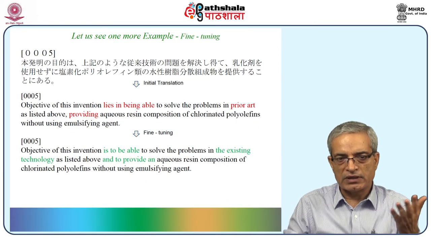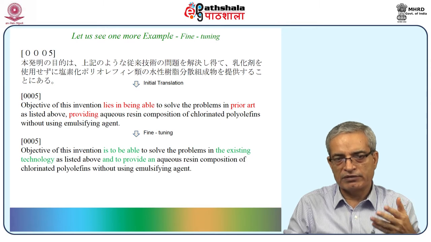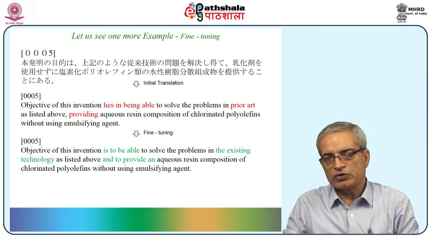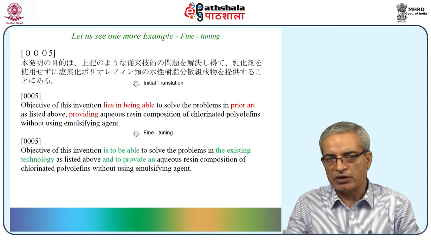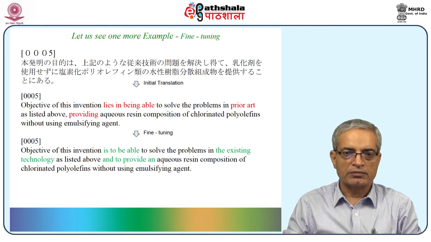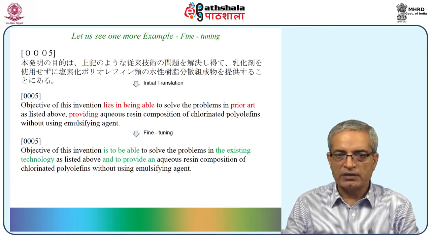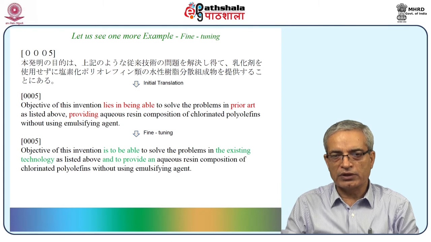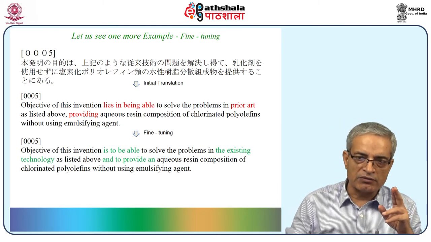The initial translation, as we have just seen, is objective of this invention lies in being able to solve the problem. So this needs some modification probably. In prior art again needs modification, as I explained a while ago. As listed above, providing aqueous resin composition of chlorinated. This providing is also not coming very smoothly. So let's see some fine tuning.